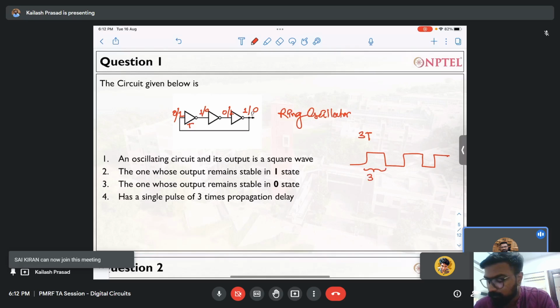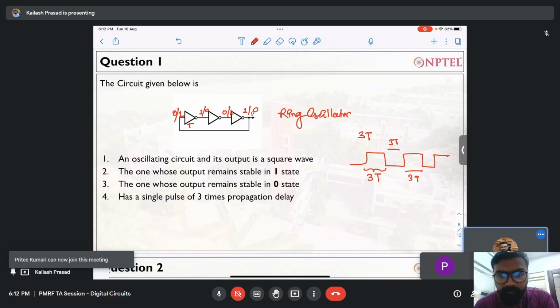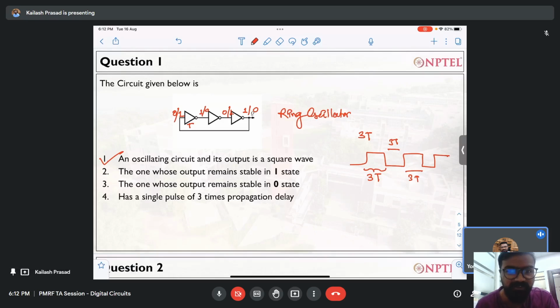Individual cycle will be 3t. This will be 3t. This will be 3t. Okay. So this is how this circuit actually works. So all the other options are incorrect, right? The first option is correct. So you should remember this circuit. It's a very basic circuit and everybody should know about it. Any doubt in the working of the circuit and why the answer is A and 1?